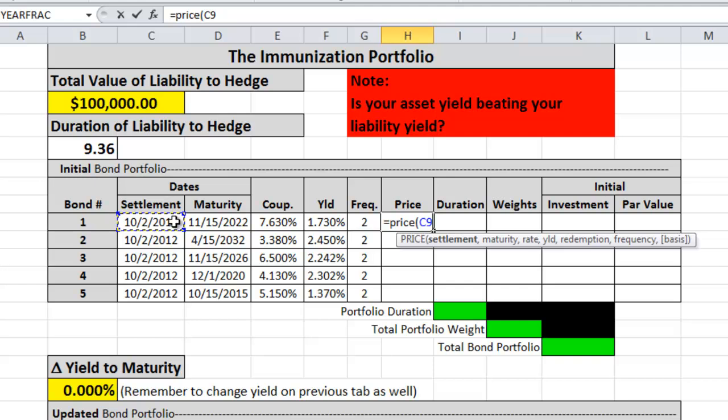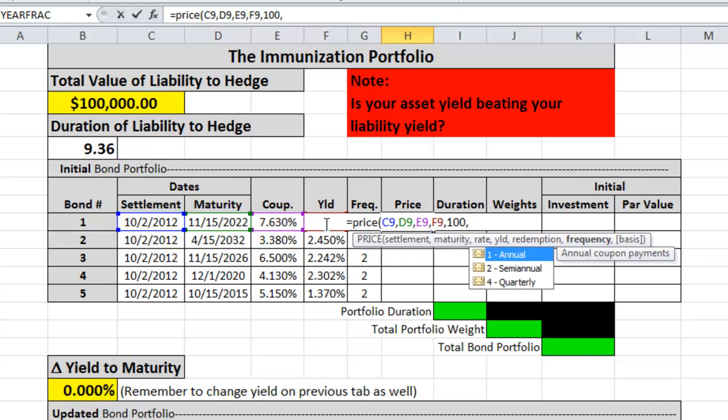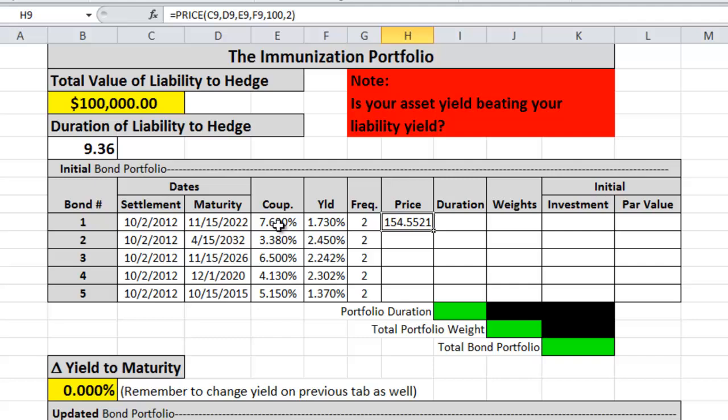So we're going to give it a settlement date. We're going to give it a maturity date, a coupon rate, a yield to maturity. It needs to know a redemption amount. We'll just put $100 in for our redemption amount. And the frequency is it's going to be semi-annual, so that means there will be 2 payments per year. We'll hit that, and it will give us the price of the bond.